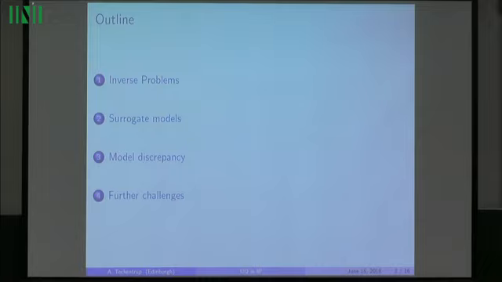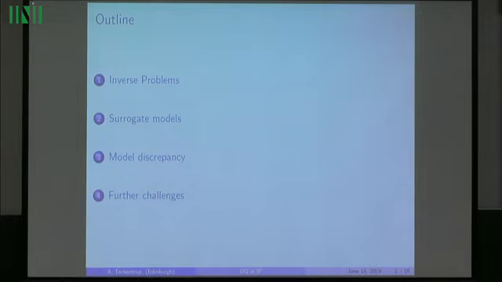So one of the challenges I'm going to discuss in detail is about surrogate models. We already heard a talk about surrogate models this morning by Max. And I'm going to talk about how we can use these surrogate models specifically in the context of inverse problems.